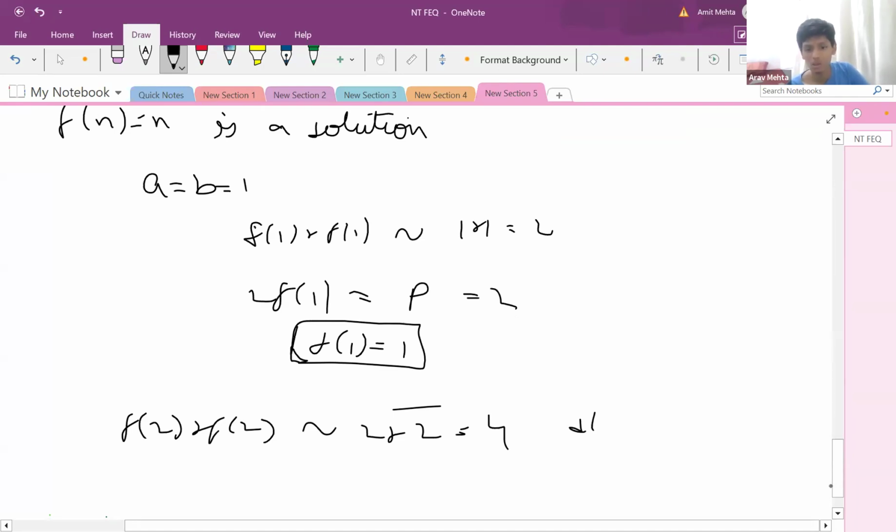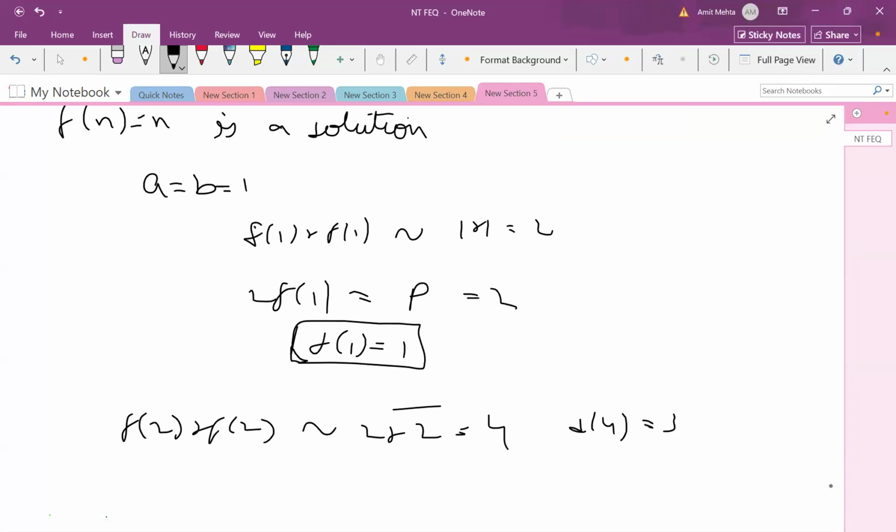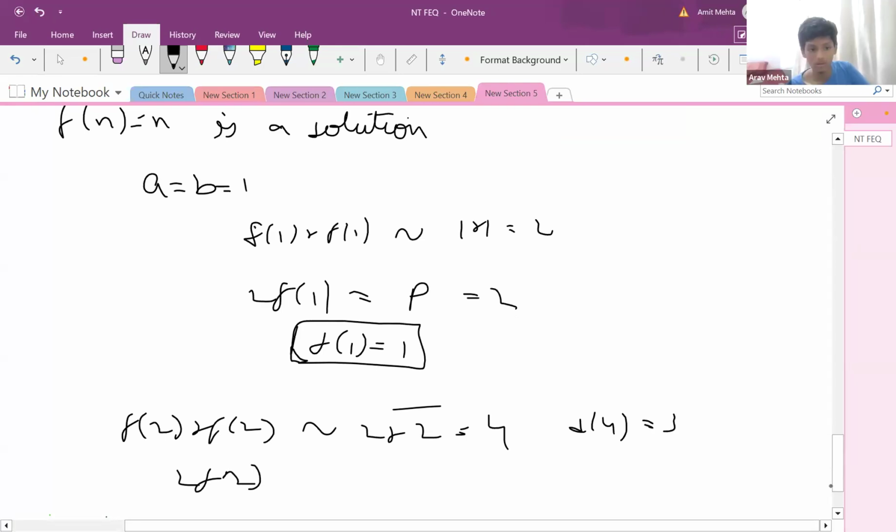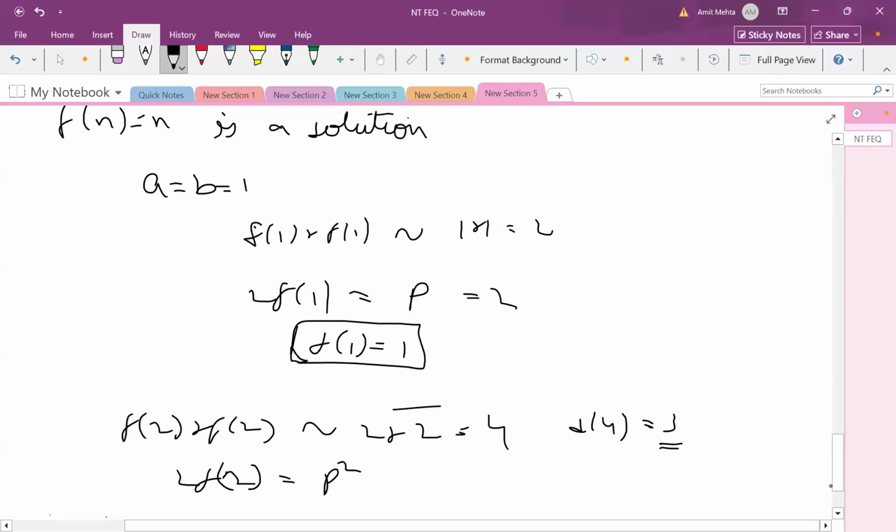This has d of 4, the number of divisors of 4, which is 3. So we have that 2 f of 2 has 3 divisors. Note 3 is a prime, which makes stuff very easy because we know that it has to be of the form p square. Yeah, exactly.